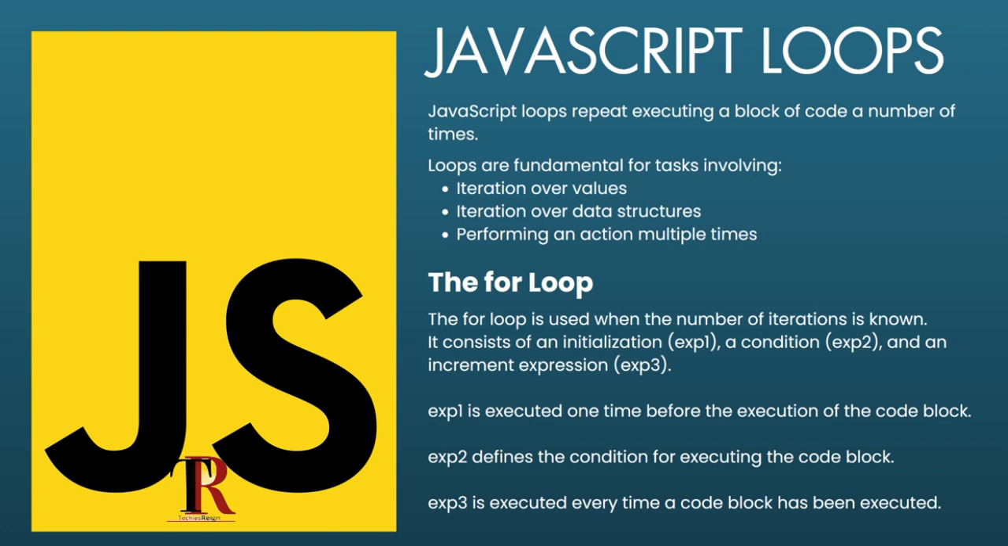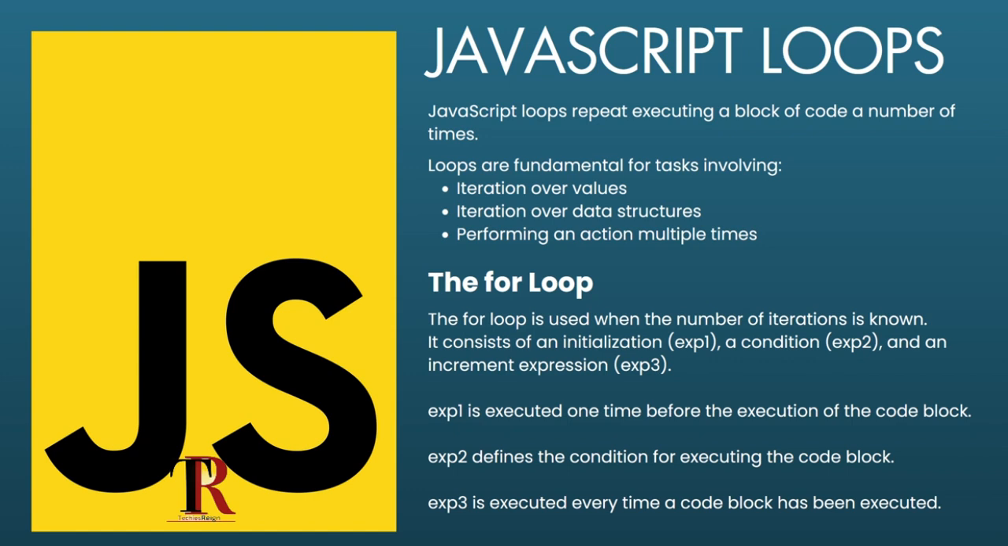So the context is that when you know the number of iterations that is expected, the for loop is a handy fundamental for a task that involves that, and it consists of three expressions: one for initialization, which happens before the execution of the code block, one for the condition for executing the code block, and the last for increment expressions, which is executed every time a code block has been executed.